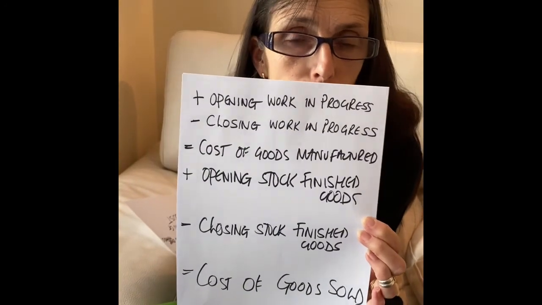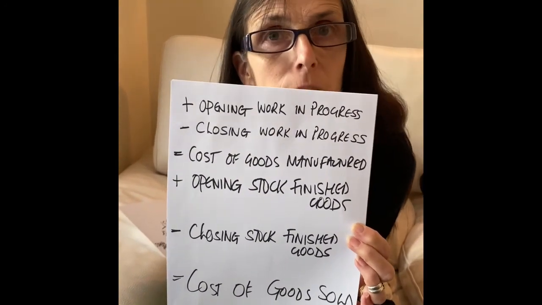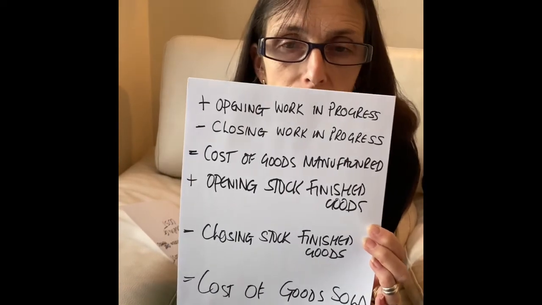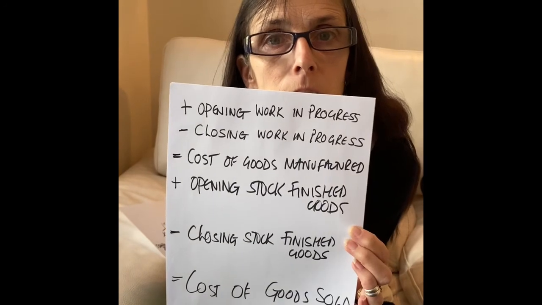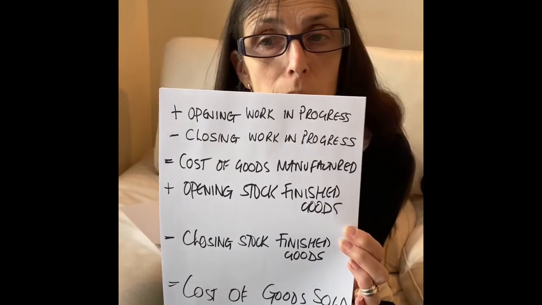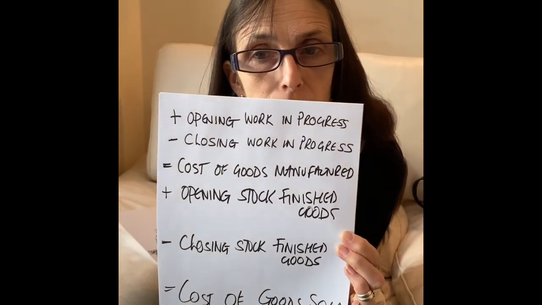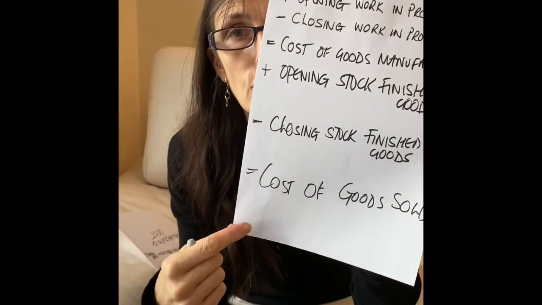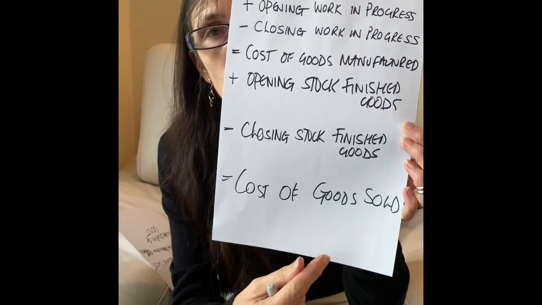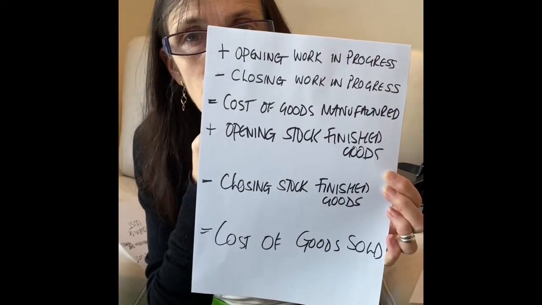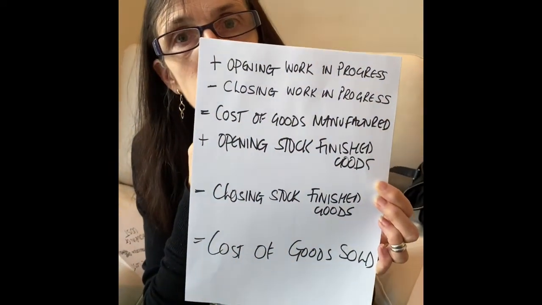If my cost of goods sold was 100,000 and my sales were 130,000, I would be able to say, well, I made sales of 130,000, but it cost me 100,000, the cost of the goods sold, to actually make those sales, so my profit would be 30,000.